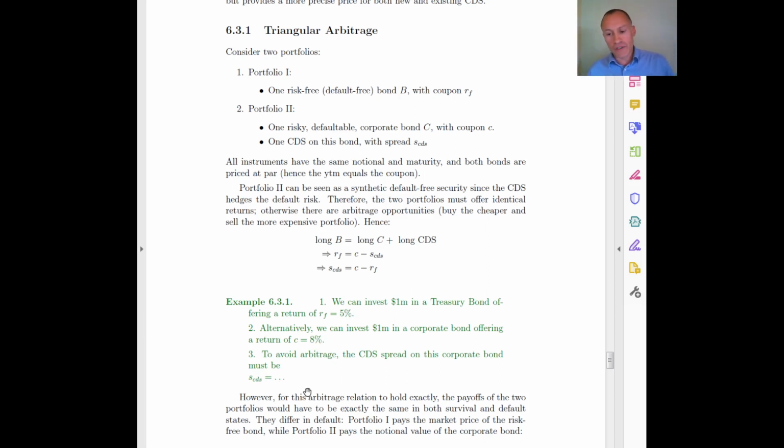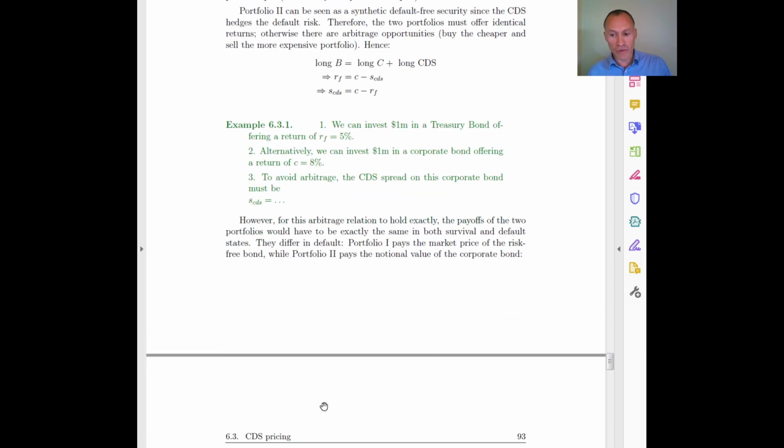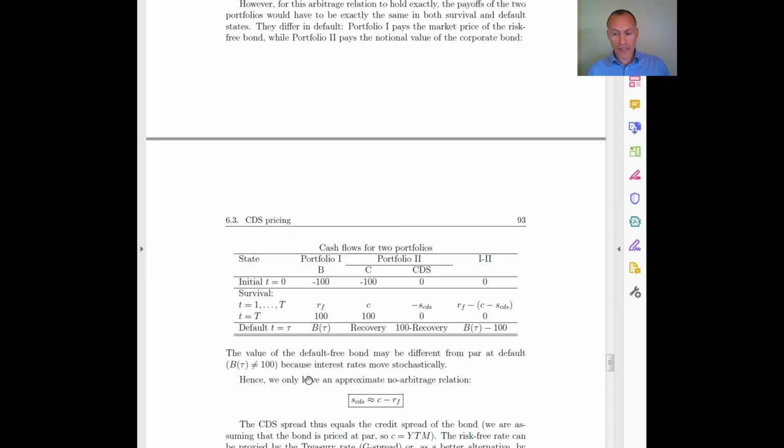However, as I said at the beginning of the video, this is not an exact argument, this is just a rough approximation. The issue is that this arbitrage relation does not hold exactly. It would hold exactly if the two portfolios had exactly the same cash flows, but as we'll see, they do not have exactly the same cash flows. So let's go through the details.